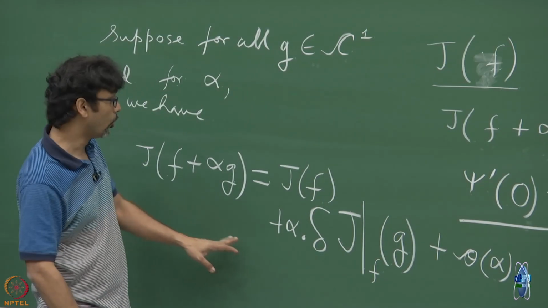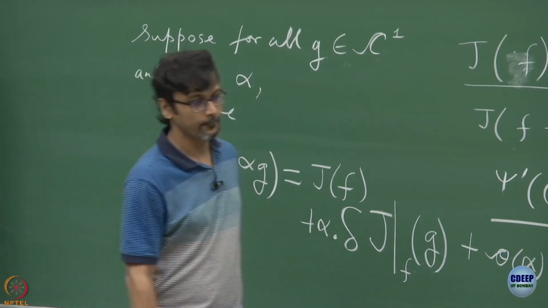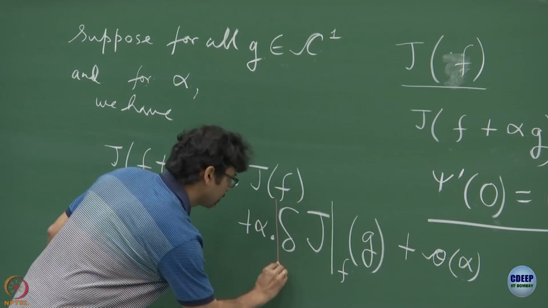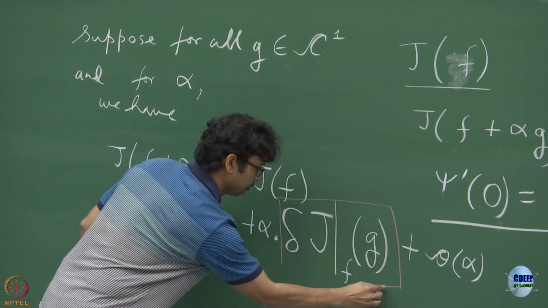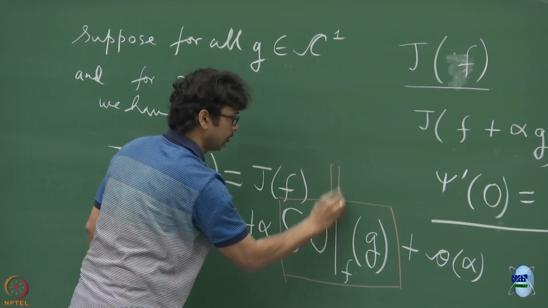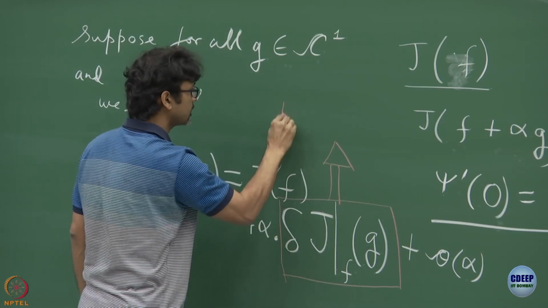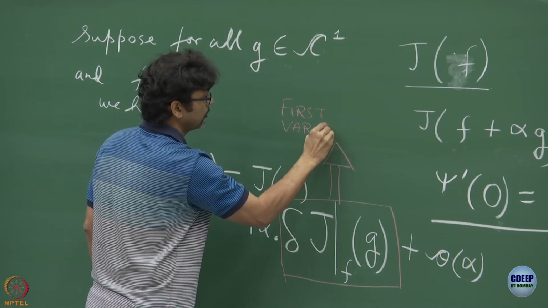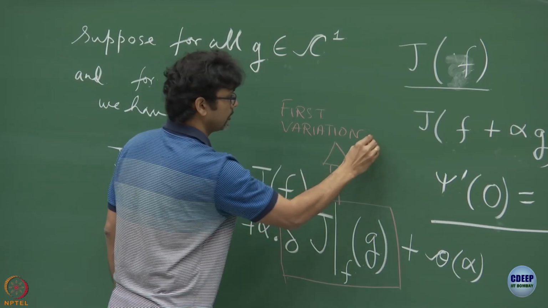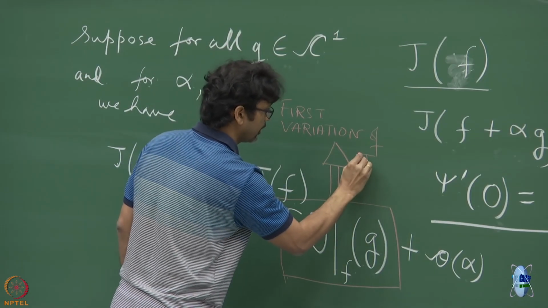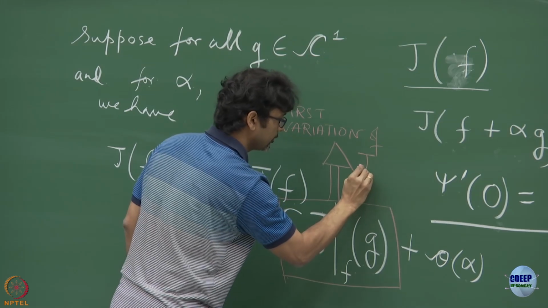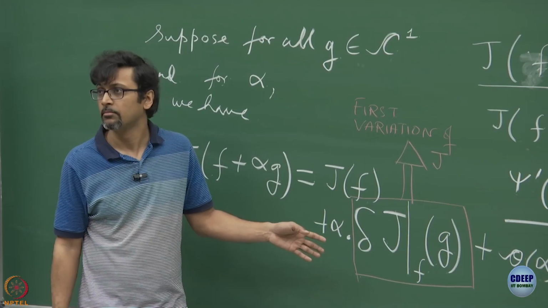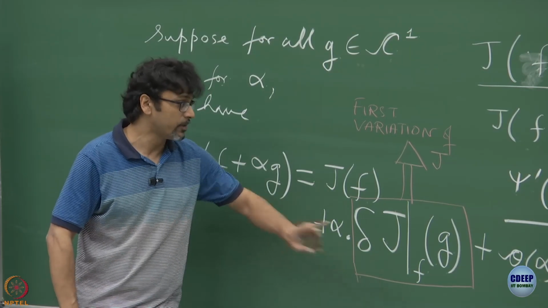Okay. Suppose this holds, then we say that this object is known as the first variation of G. It may or may not exist. If it does, then this is known as the first variation.